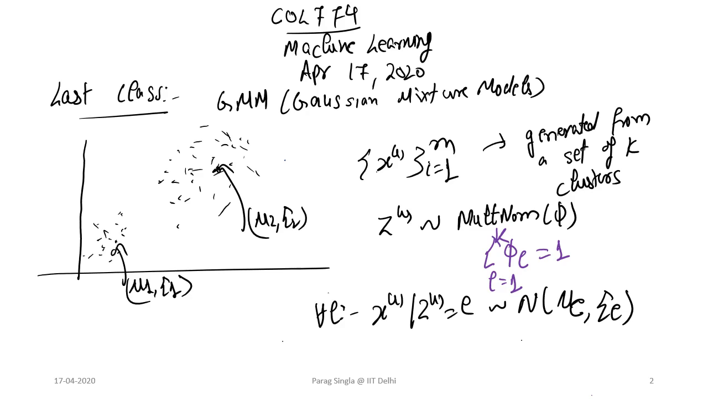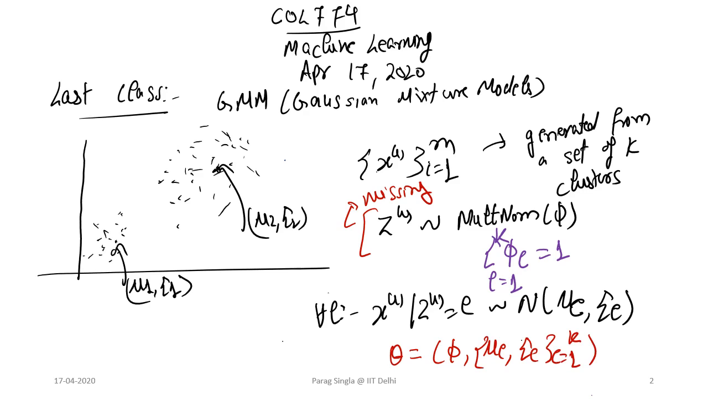And the key difference from GDA is that these zi's are unknown or missing, right? And this is what really makes this process interesting, that we don't know the zi's, which are the cluster labels, and we also don't know what these theta parameters are, right? So we also want to figure out what the set of parameters are, which is phi, mu l, sigma l, l equal to 1 to k, right?